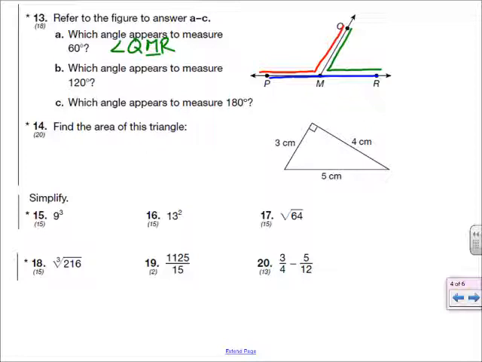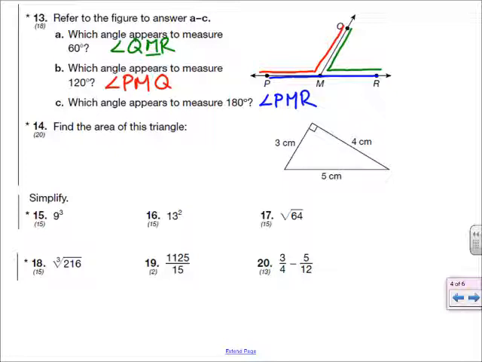Which angle appears to be 120 degrees? Well, 120 we know is more than 90, but it's also less than 180. PMR looks like it's 180. So the only angle choice we have left would be PMQ. So PMQ is obtuse, QMR is acute, and PMR is a straight angle, or 180 degrees. Which angle appears to be 180 degrees? Well, like we just talked about, angle PMR is a straight line, so it looks like it's 180 degrees.